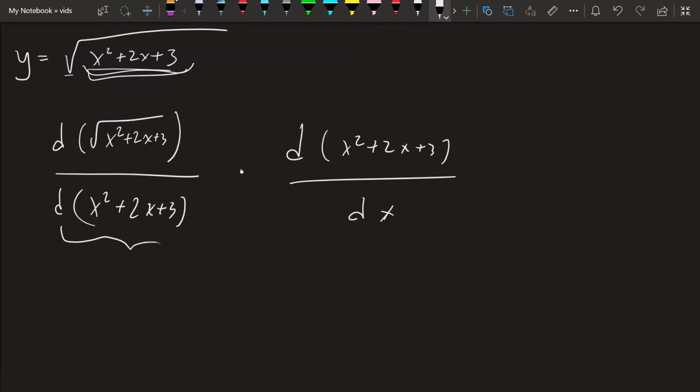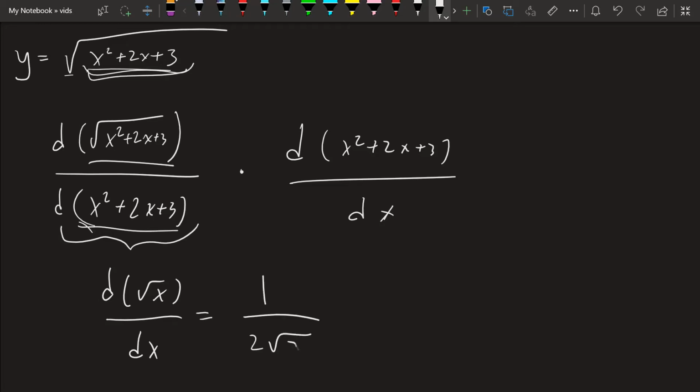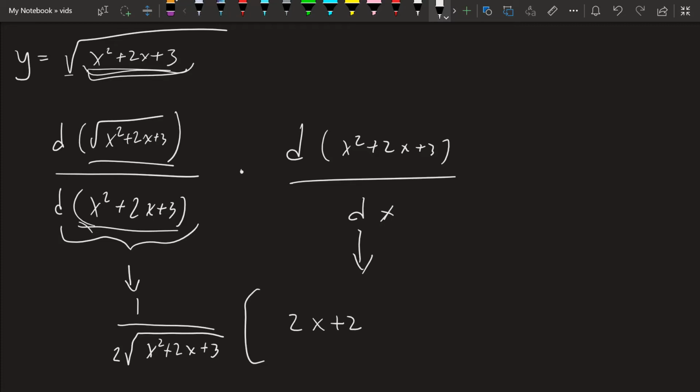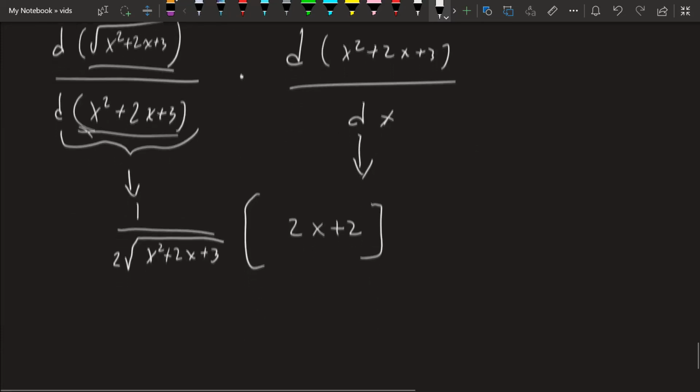This again looks like the square root of x differentiated with respect to x. These terms are the same. What's the derivative of this? It's going to be 1 over 2 radical x. Exact same thing here. This is going to be 1 over 2 multiplied by the square root of x squared plus 2x plus 3. And of course, this is multiplied by the derivative of x squared plus 2x plus 3, which is just 2x plus 2. And this is your answer.